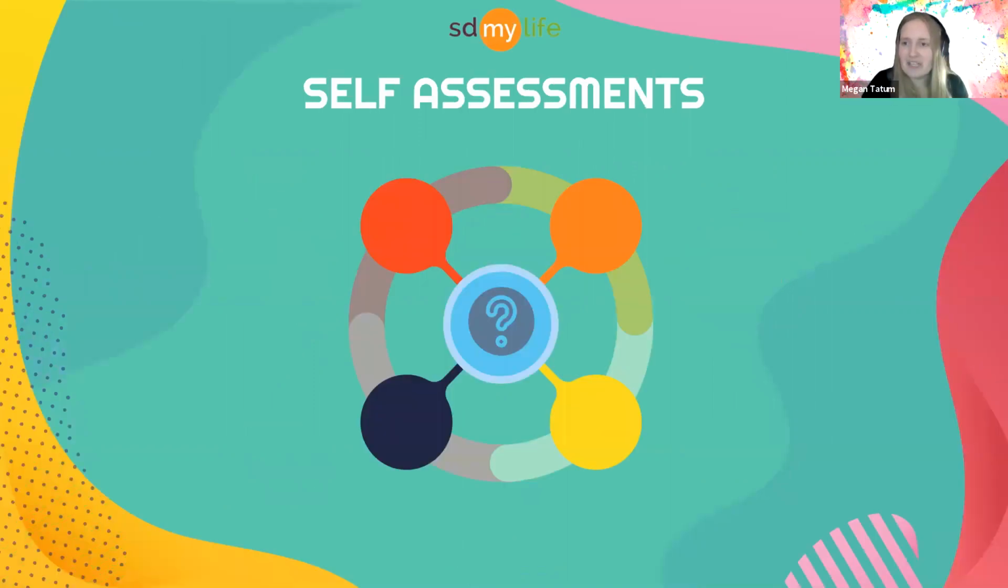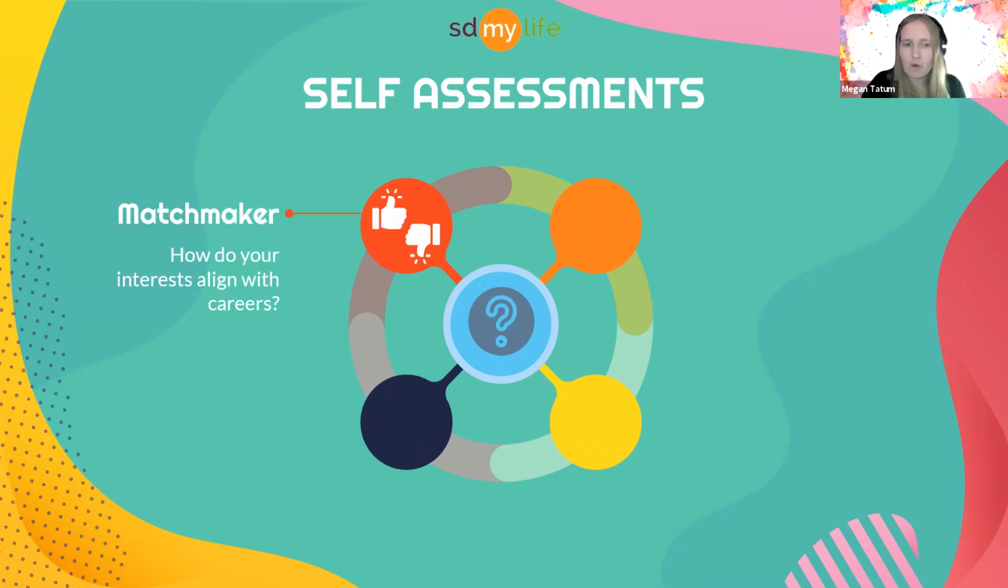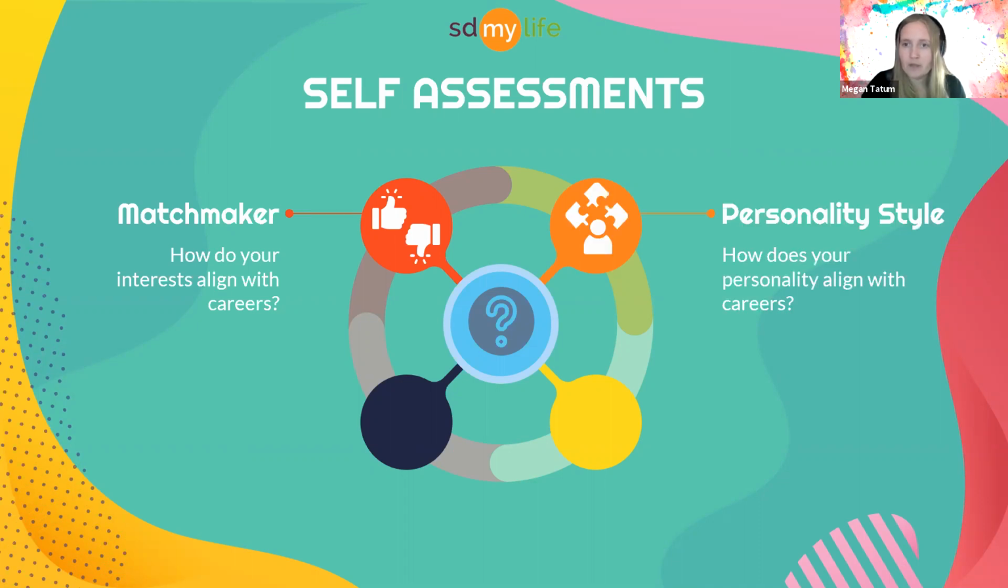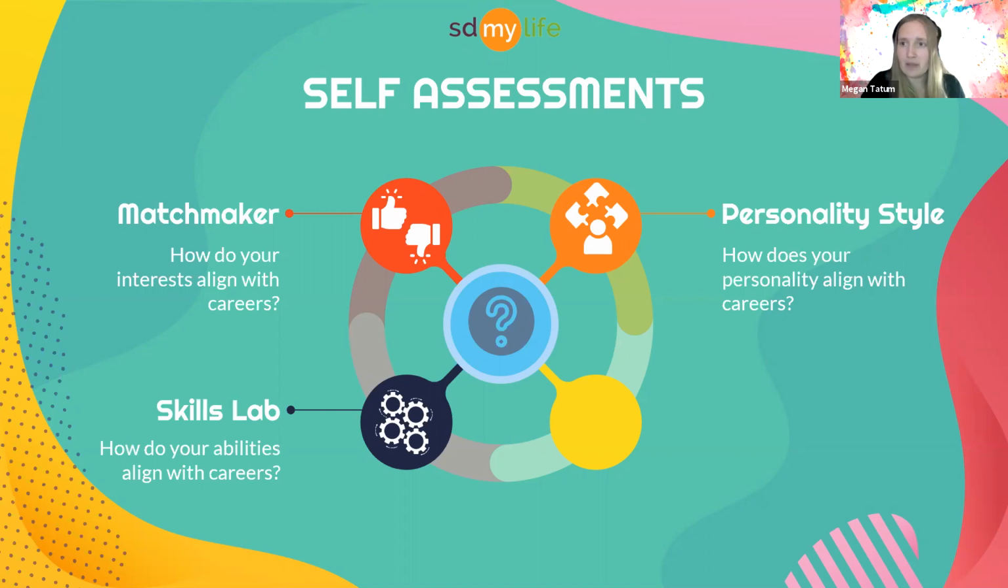So one feature of SDMYLIFE is self-assessments, or just assessments in general. They might call them quizzes or tests or whatever, but there are four different types of assessments on the program. One is the Matchmaker, and that one is really helping you align your interests with careers. There's a personality style, which helps determine what your personality style is and what careers align with it. There's a skills lab, and that one really helps you align your abilities with careers. So, what skills do you have, and how does that align with careers? And then there's also learning styles. So, how do you learn best?